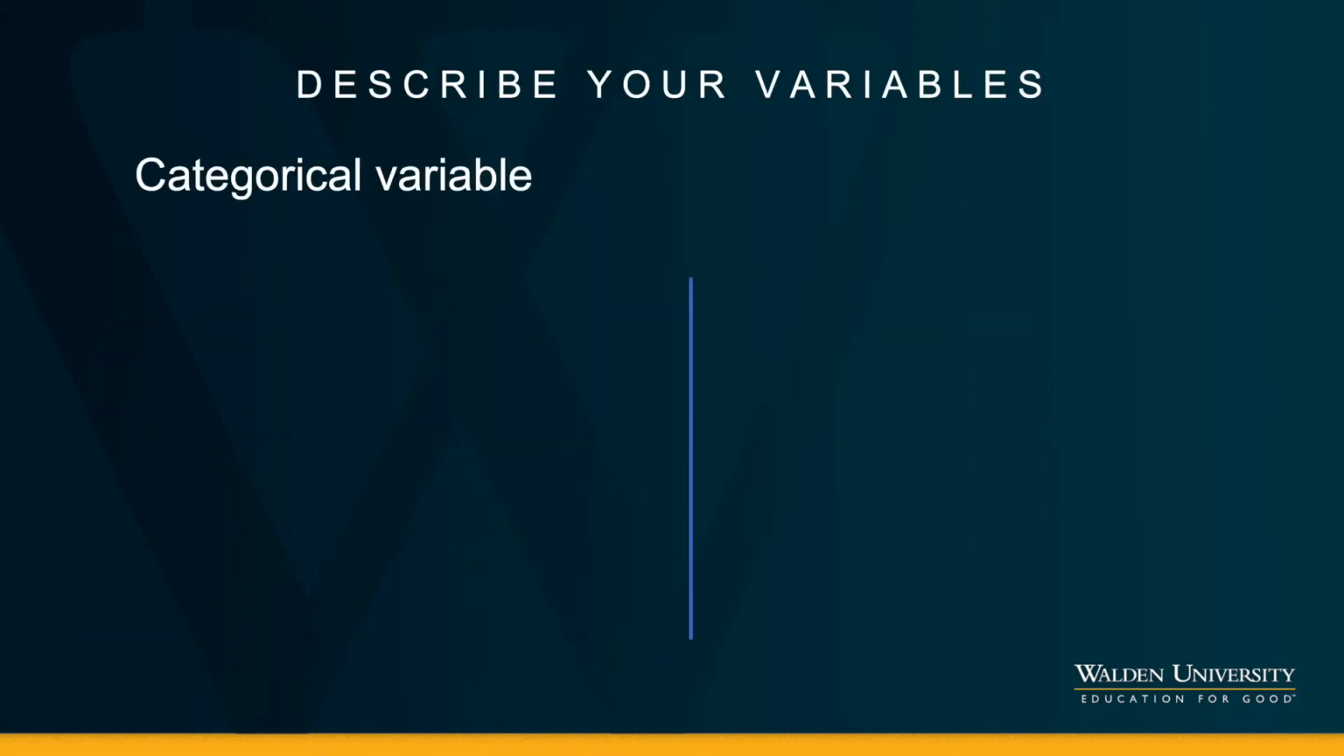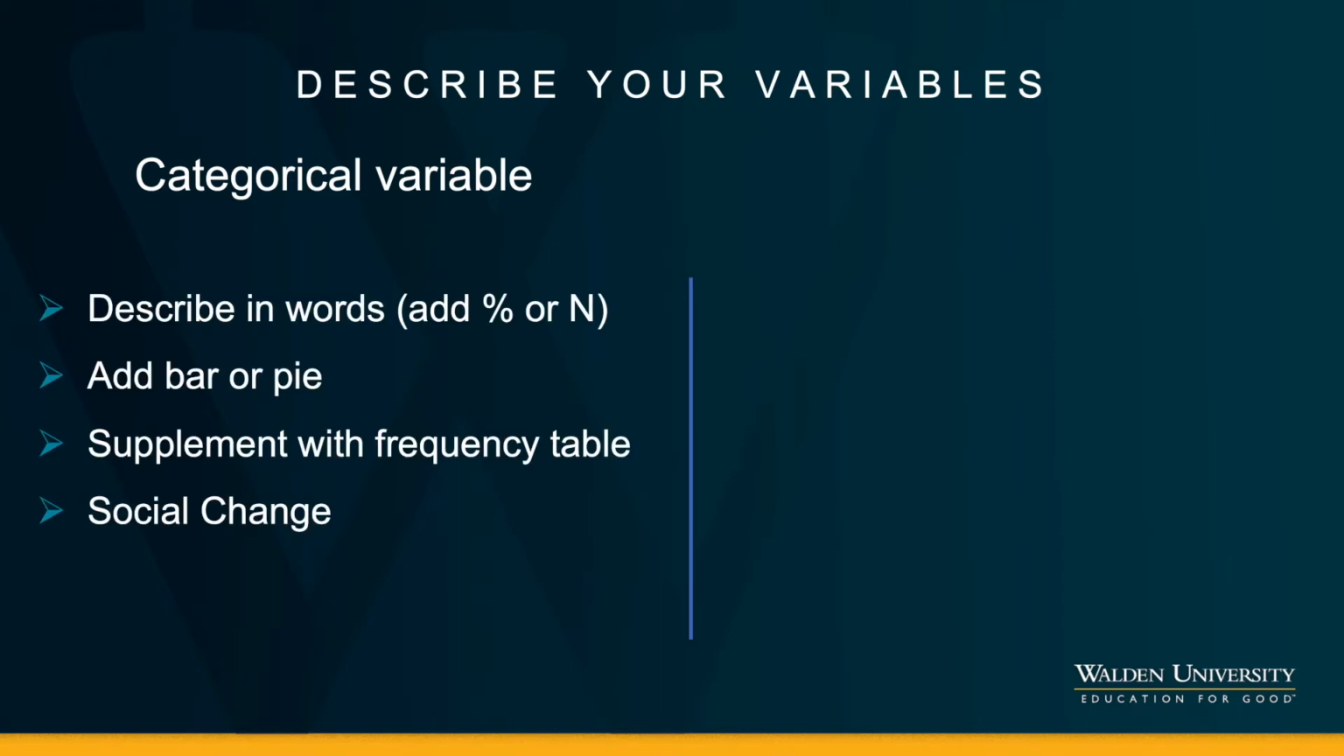Now let's start with the categorical variable. As I mentioned, it helps to describe your variable in words, but I can also show you how to add a percentage or the complete sample size of the groups for that variable in the graph. I recommend adding a bar or a pie chart, depending on how many levels you have in that categorical variable. For those of you who have reviewed the skill builders, you probably read that a pie chart is mostly appropriate when you have less than 4 levels, and a bar chart is appropriate when you have more levels than 4.